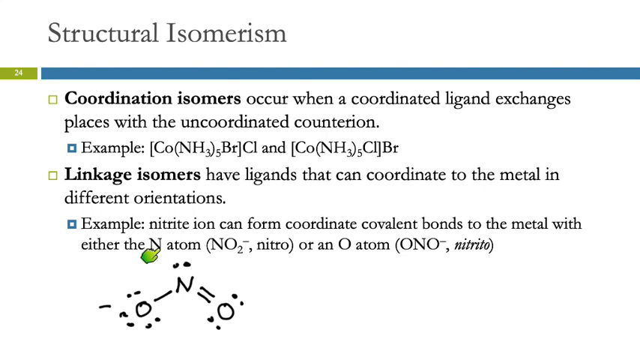So if it bonds on the nitrogen atom, it's called nitro. If it bonds on the oxygen atom, it's called nitrito, because they have to have different names, right? And again, we don't have to memorize these things because the exam is a take-home exam, right? We just need to be aware that these things exist so that we can look them up, right? So the name changes a little bit, but that's the linkage isomer. They're linked on a different atom.